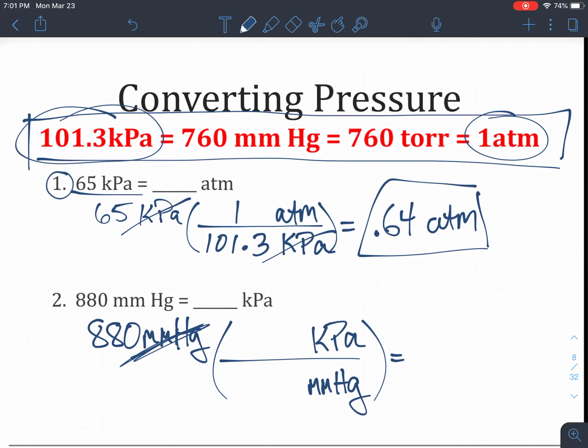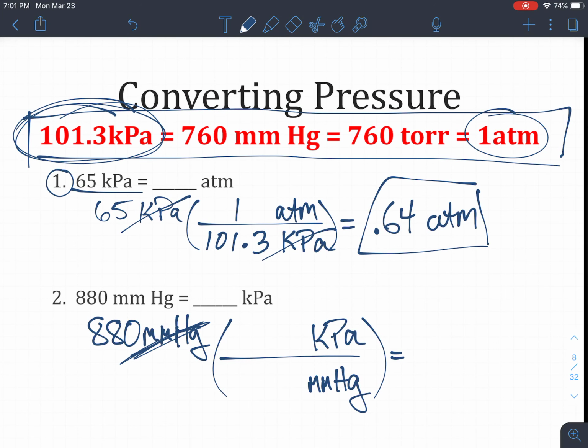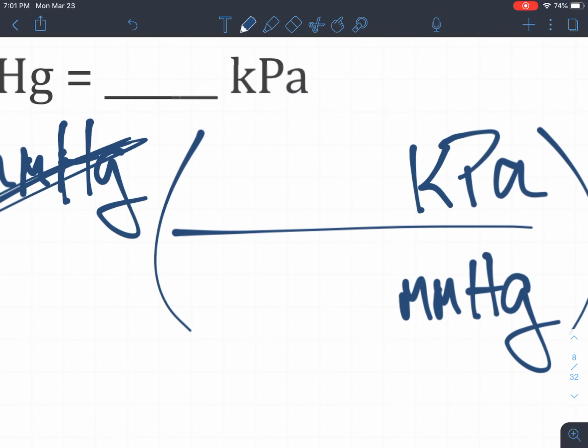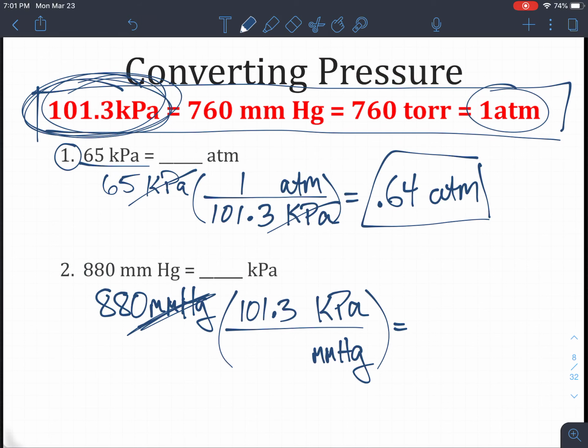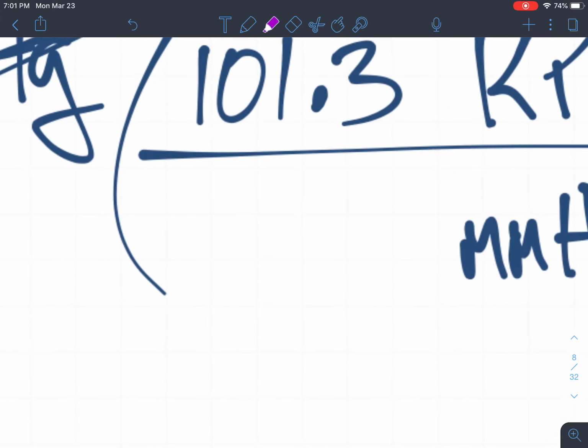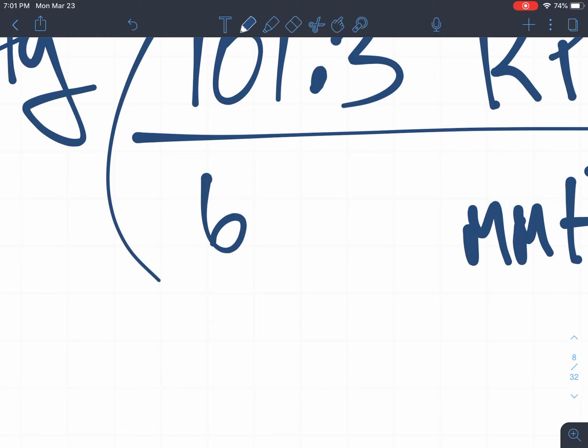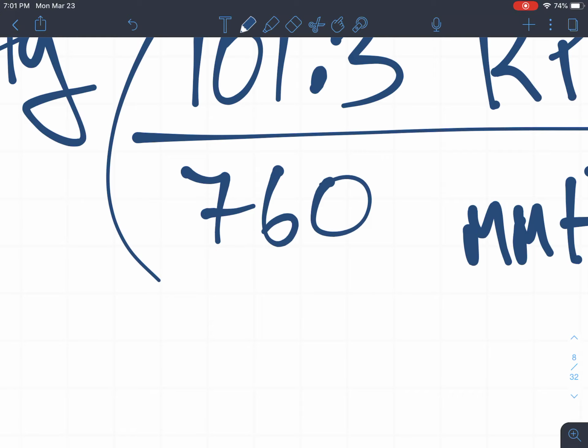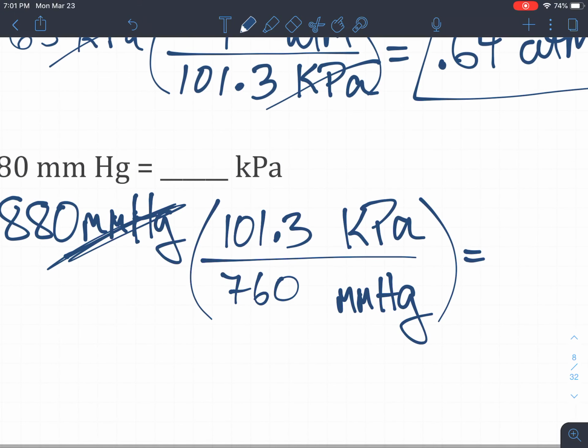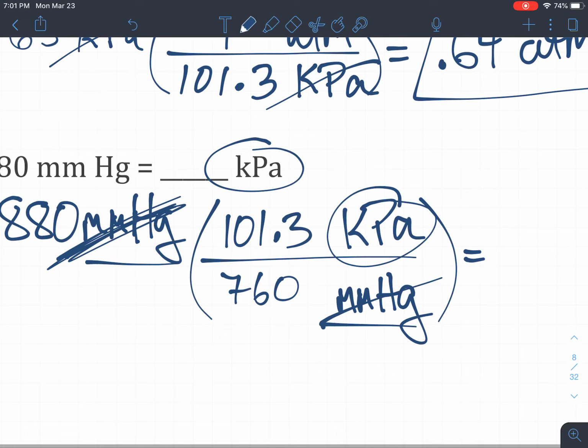At this point, we take a look at our number list, and the number next to kPa is 101.3. And the number next to millimeters of mercury, it's no longer concerning atmospheres, but the number next to millimeters of mercury is 760. So we're going to put 760 in the denominator of our conversion factor. At this point, we are able to cross off millimeters of mercury because we see it in the top and the bottom, and we're left with kPa, which is what the question asks for, so we're able to solve.